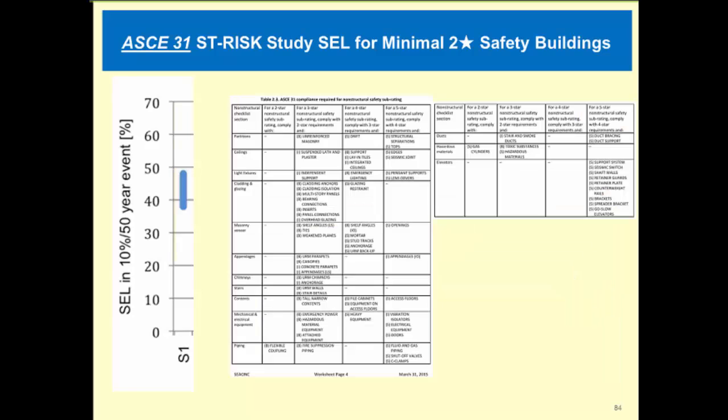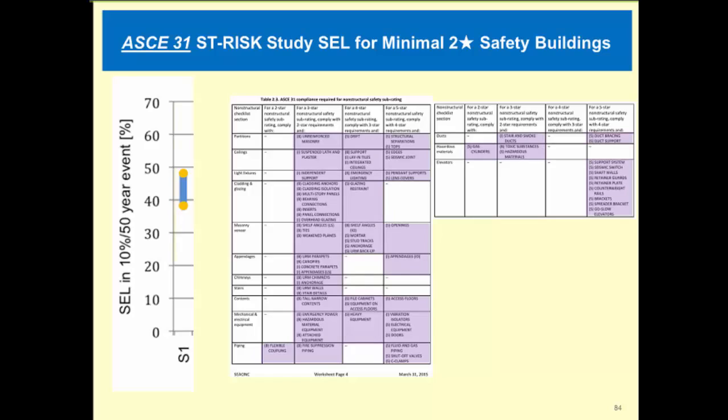So now we'll look at what effect we have with non-structural items either being compliant or non-compliant. If we start out assuming that our non-structural is a 2-star, for a 2-star safety subrating, these were the only compliant items we needed in the non-structural safety sublist. This gives you an indication of the maximum SEL that we would see in an S1 based on ST risk. So that gave us an upper bound.